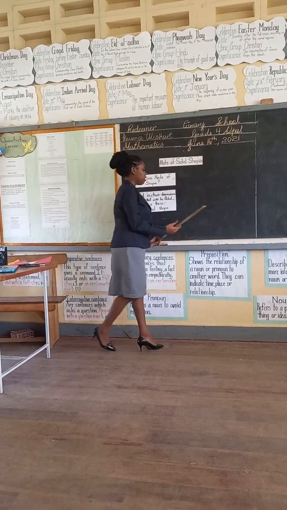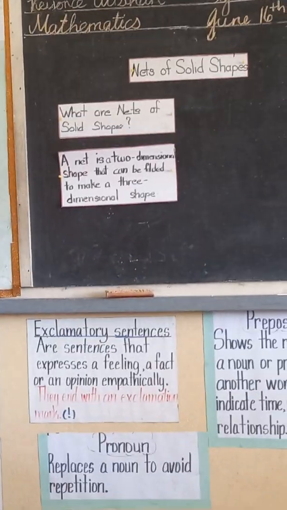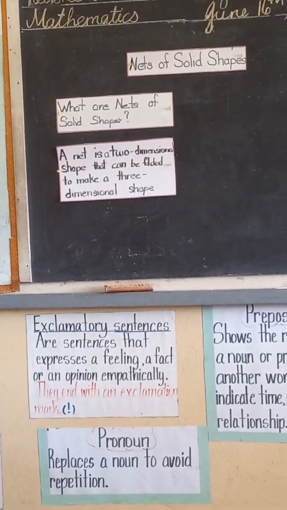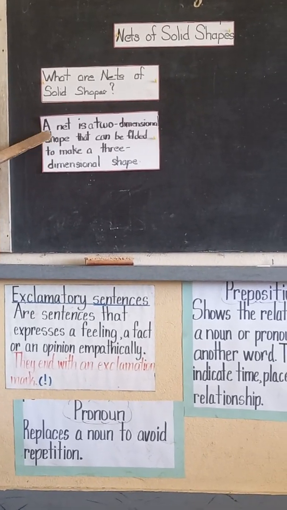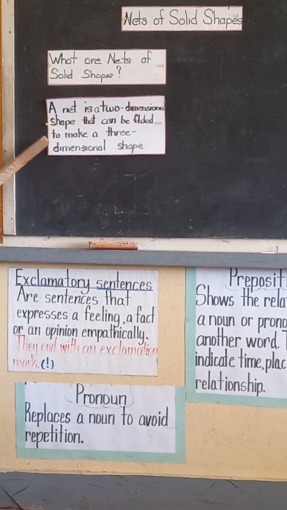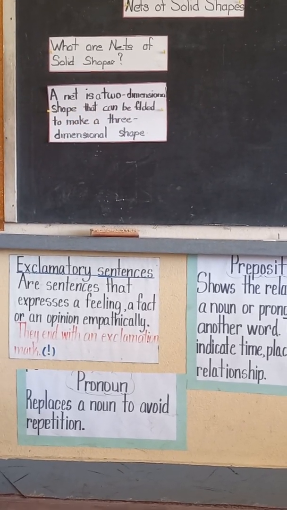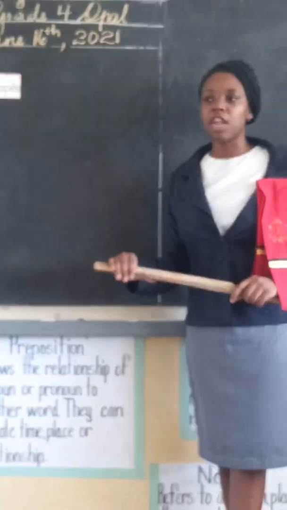Now look, we have the definition for nets of solid shape. I'll go ahead and read, then you go ahead and read, then we'll read together. Okay? A net is a two-dimensional shape that can be folded to make a three-dimensional shape. Did everybody hear that? Excellent. Now you guys go ahead and read with me together.